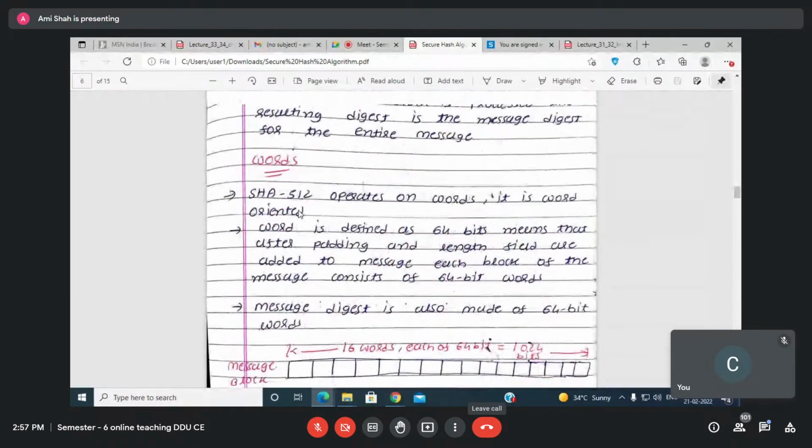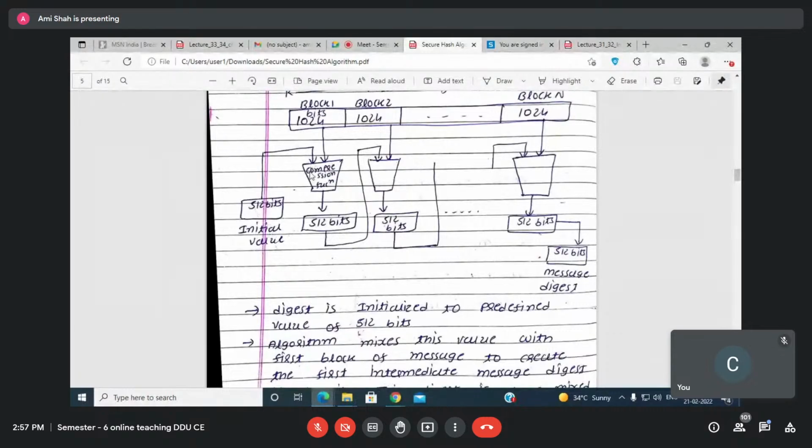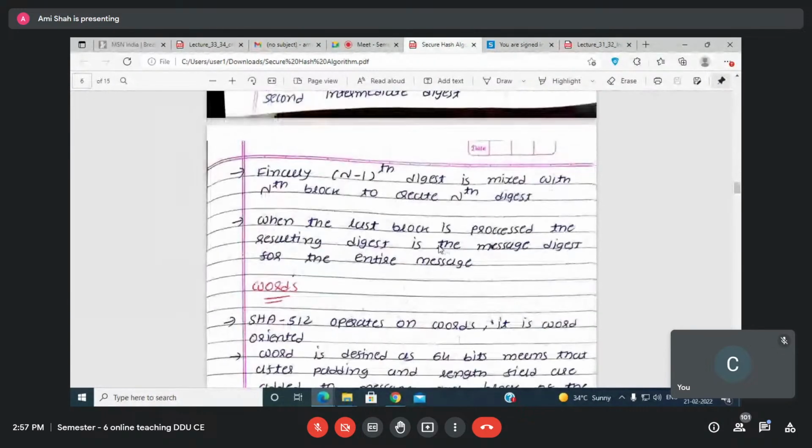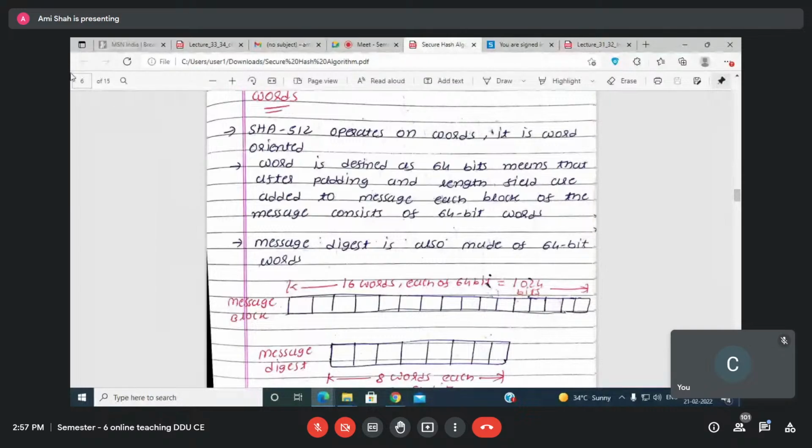What I'm trying to say is that the initial digest is mixed with the first block, right? These are words, so it is word oriented. SHA-512 operates on words, and a word is defined as 64 bits. That means after padding and the length field are added to a message, each block of the message consists of 64-bit words. All of you know what padding and the length field are, right? And the message digest is also made of 64-bit words.